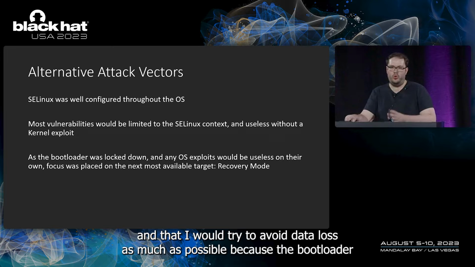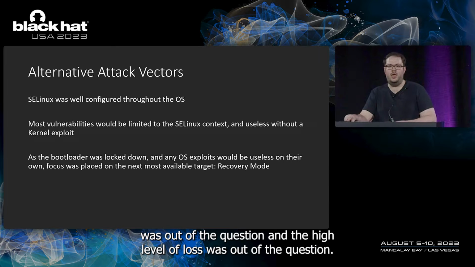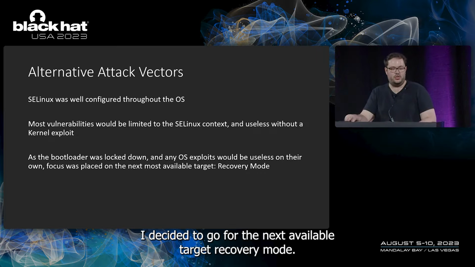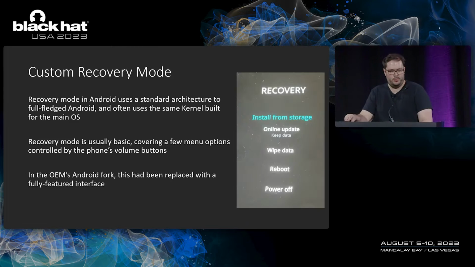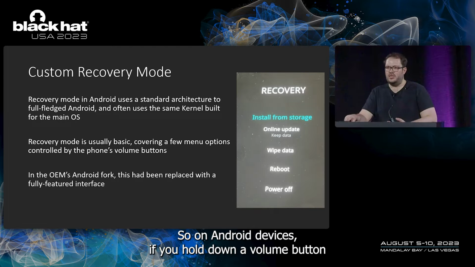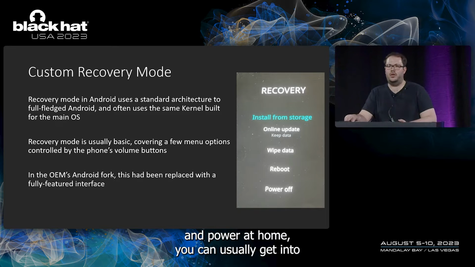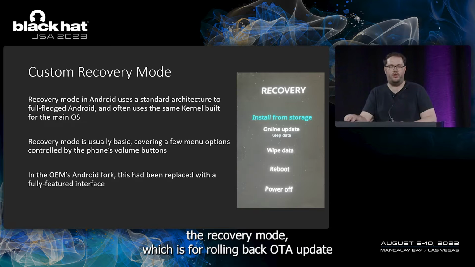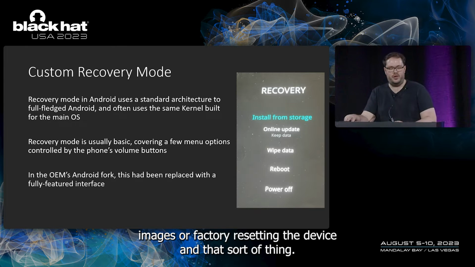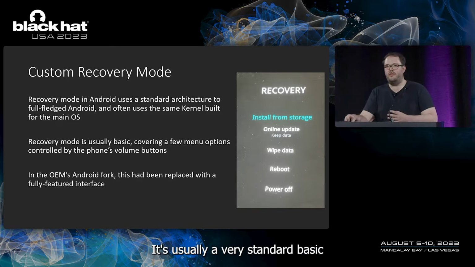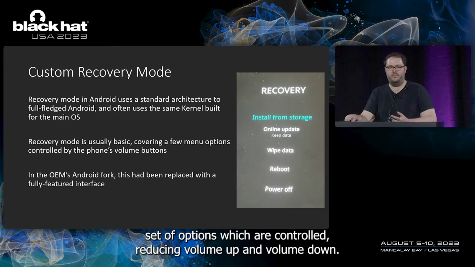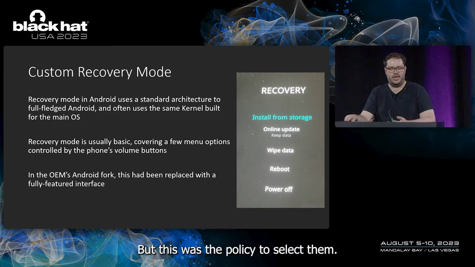Because the bootloader was out of the question and the high-level OS was out of the question, I decided to go for the next available target, recovery mode. On Android devices, if you hold down a volume button and power it on, you can usually get into the recovery mode, which is for rolling back OTA update images or factory resetting the device and that sort of thing. It's usually a very standard basic set of options, which are controlled using volume up and volume down buttons, as well as the power key to select them.